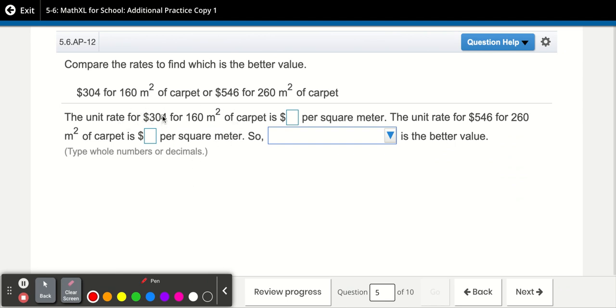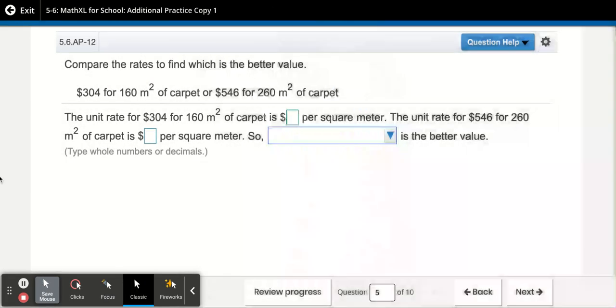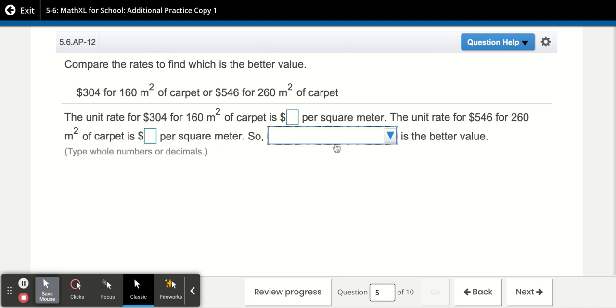So the unit rate for $304 for 160 square meters of carpet is so many dollars per square meter. And the unit rate for $546 for 260 square meters of carpet is so much per square meter. All right, so blank is the better value. Is it going to be the 304 for 160 or the 546 for 260? That's what we need to figure out.